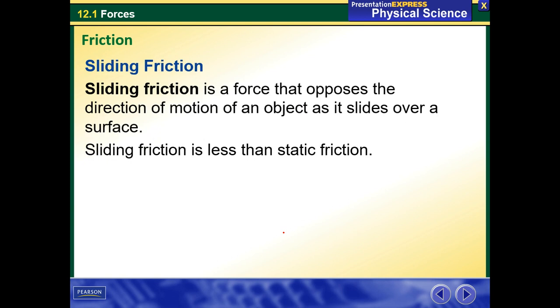Sliding friction is the force that opposes the direction of the motion as it slides over the surface. So sliding friction, sliding over a surface. One thing to know is sliding friction is less than static. And what that means is once you get an object moving or sliding, it's a lot easier to keep it sliding. So again, if you're trying to move a desk, you have to use way more force to overcome static friction because it's not moving to get it to move. And once it's moving, sliding friction does not require as much force.